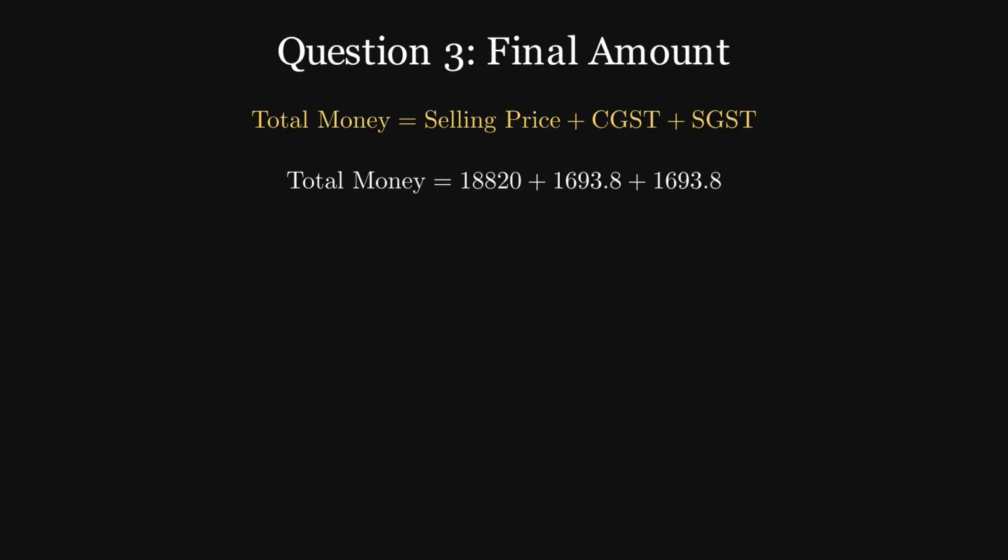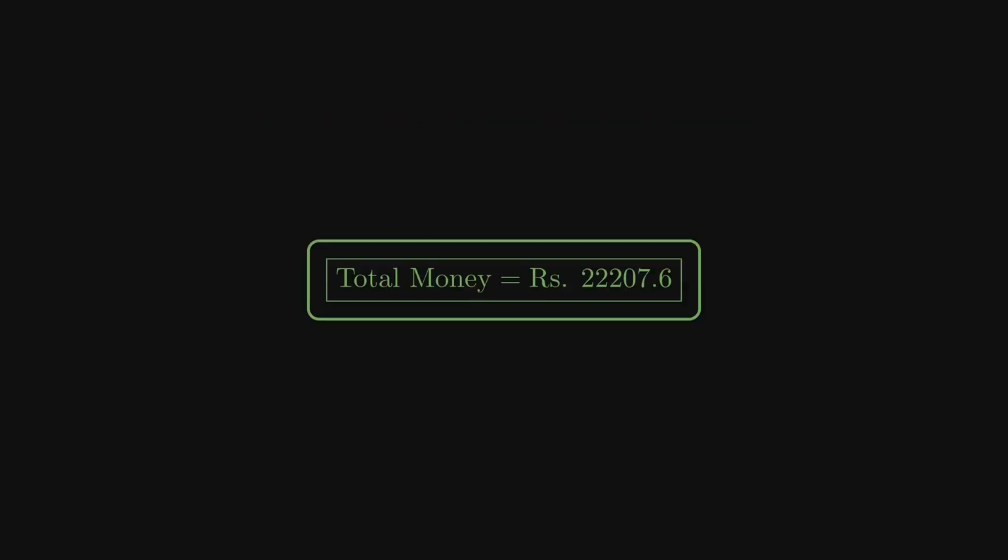Therefore, total money received by the mechanic is 18,820 plus 1,693.8 plus 1,693.8. This gives rupees 22,207.6. So the final answer for question 3 is rupees 22,207.6.